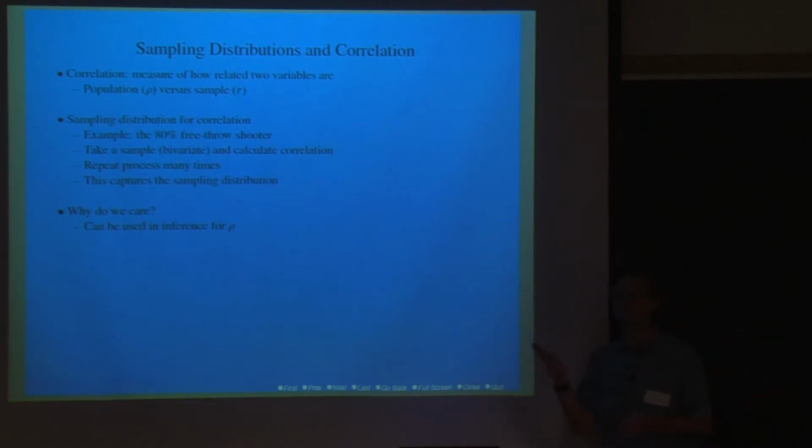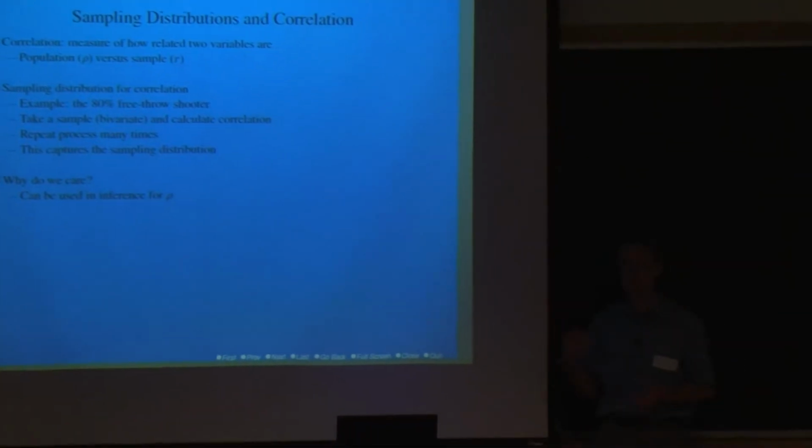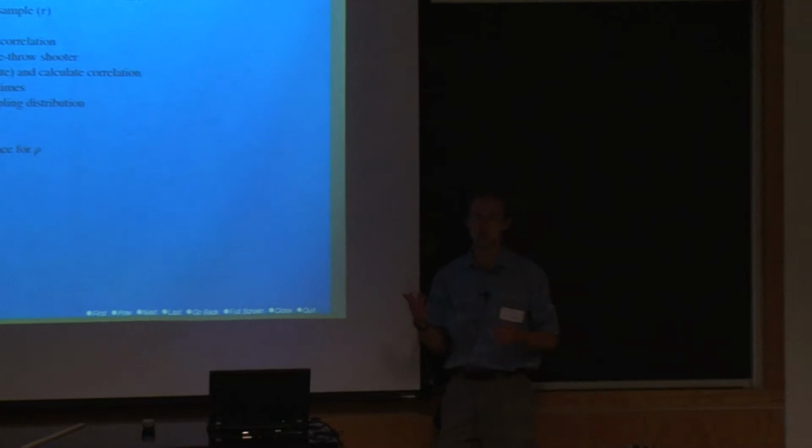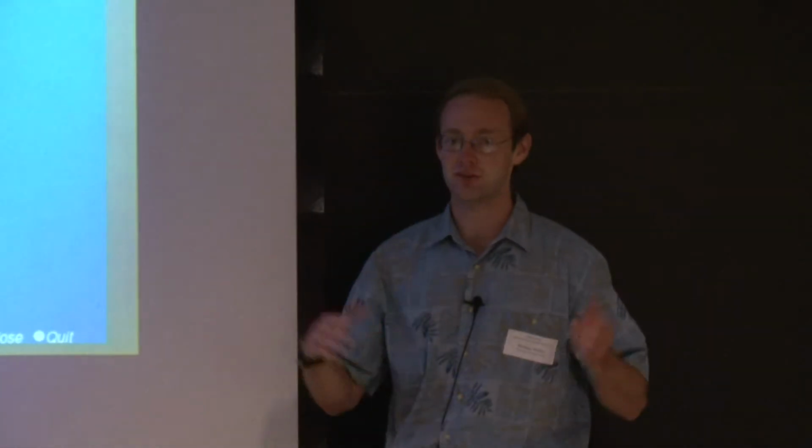Well, the problem with that method is that what really matters is, can I repeat? Because if I really am an 80% free throw shooter, I might have a bad day and shoot less than 80 one day. But another day, I might have a great day and shoot more than 80. So the idea is it's the distribution that really matters.